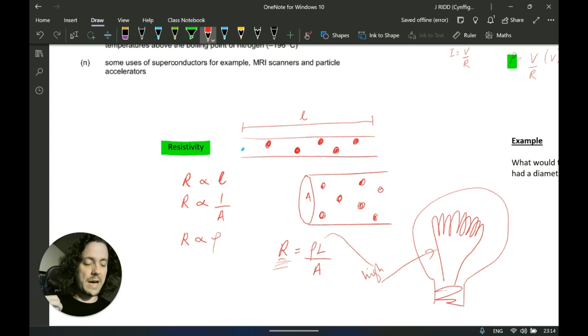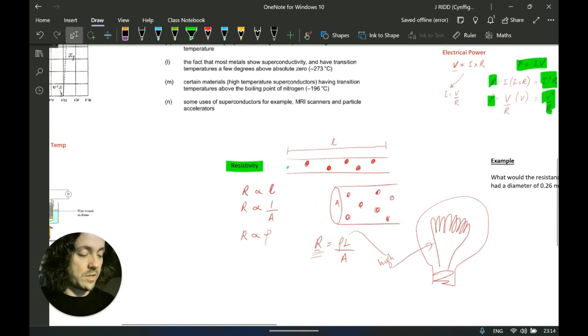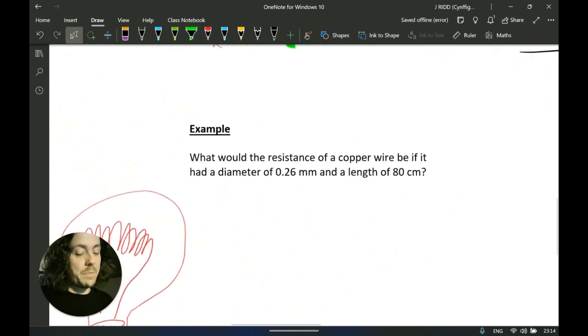So you are engineering, using this equation, a situation where you will create a high resistance and therefore an increase in temperature, which ultimately will cause that object to glow, which is exactly what you want to get out of a light bulb. There's a little example there, which you can try.